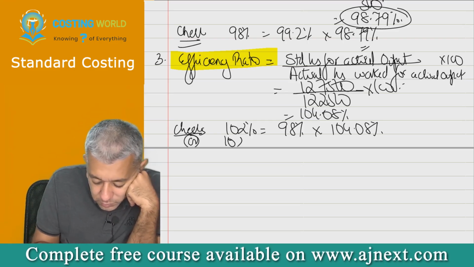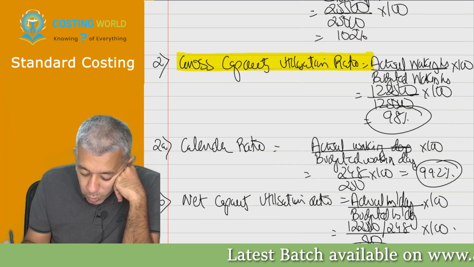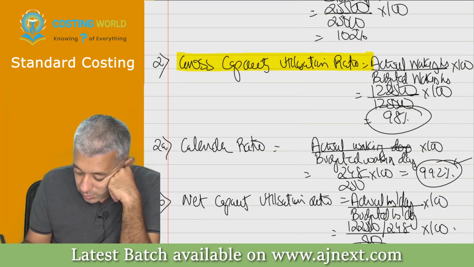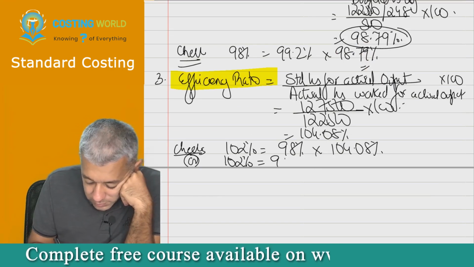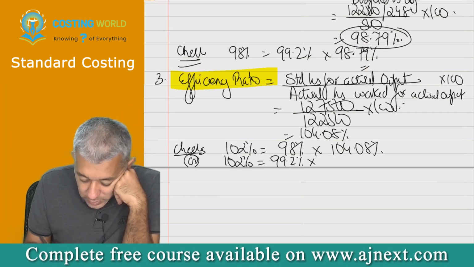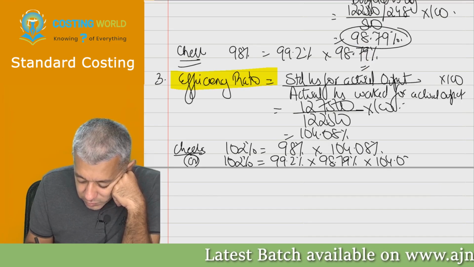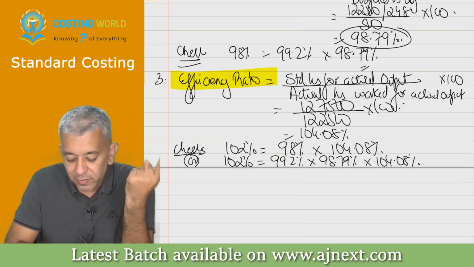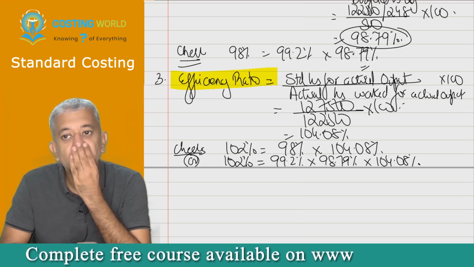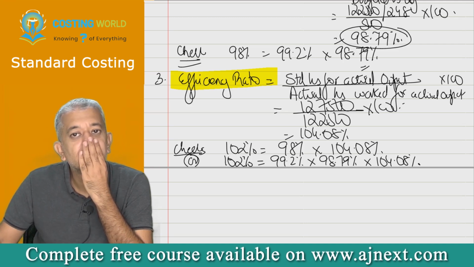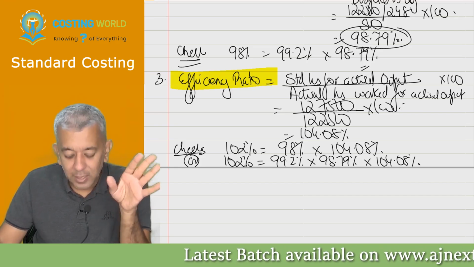That should be coming to 102%. Or, the first ratio should tally with 2A into 2B: 99.2% into 98.79% into 104.08%. 2 will tally with 2A into 2B into 3. Done, beta?